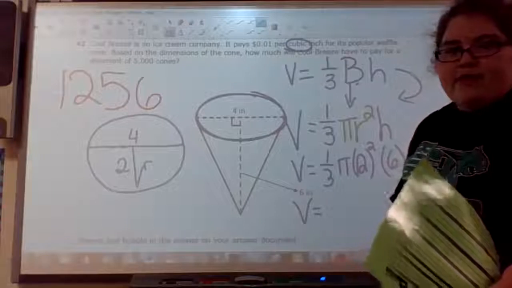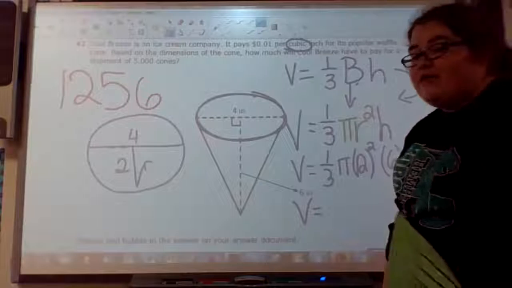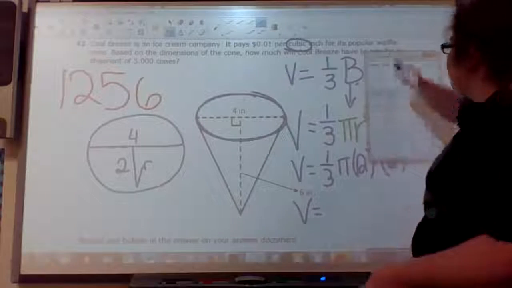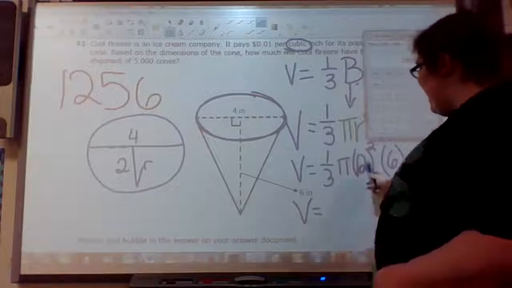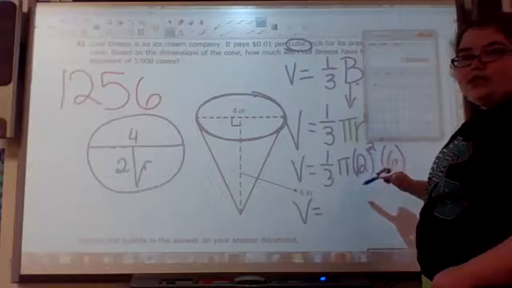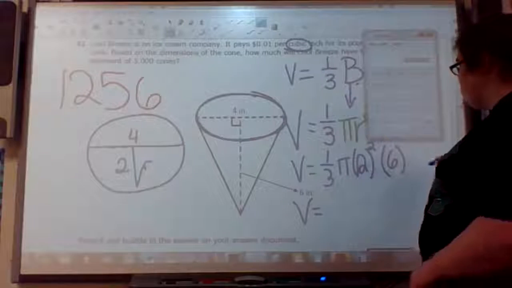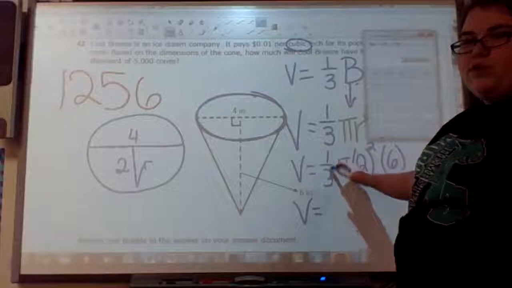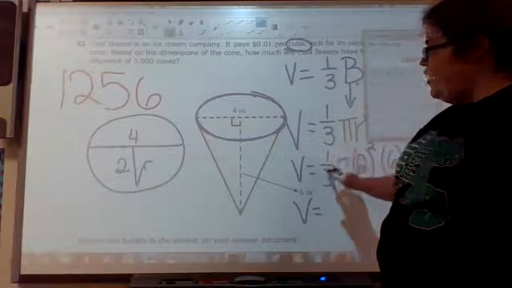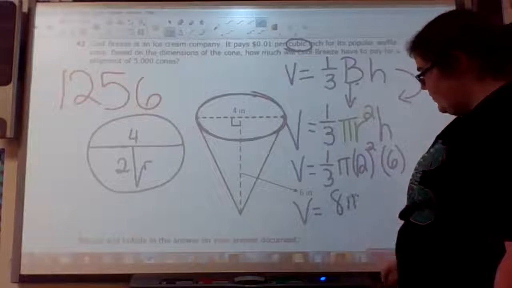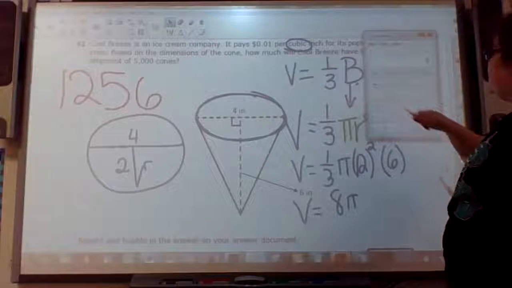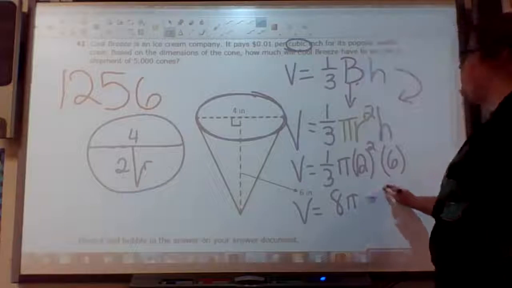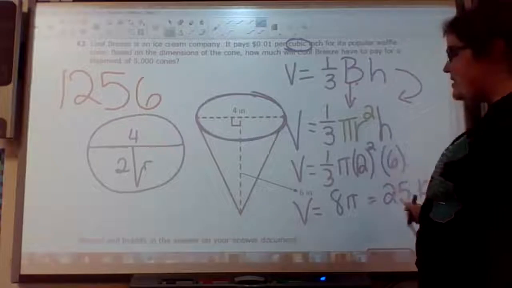I could type this in my calculator and it'll give me my volume. Now, you at home don't have a graphing calculator unless you're using Desmos. So if I don't have a graphing calculator, all I have is a 2-function calculator. So I'm going to do this a tad different than I would on my graphing calculator that we did in class. I have to take my squared first, order of operations, exponents. 2 to the power of 2 is 4. 4 times 6 is 24. When you multiply by a fraction, you're dividing. So 24 divided by 3 is 8. So I have 8 pi. And for pi, I'm going to use 3.14 since I don't have pi on this calculator. That's 25.12. That is the volume of one cone.